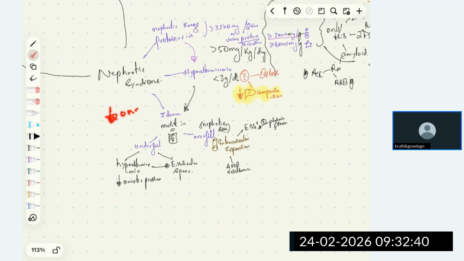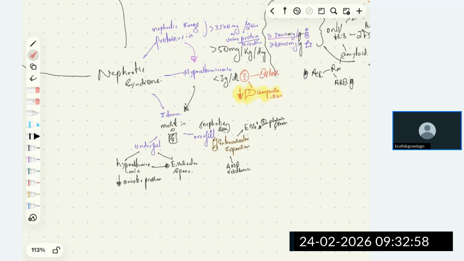Oncotic pressure is responsible for maintaining water inside the blood vessel; it pulls the water into the blood vessel. If the oncotic pressure is reduced, the water goes out of the blood vessel. That's it. So there may be edema due to underfill and overfill mechanisms.